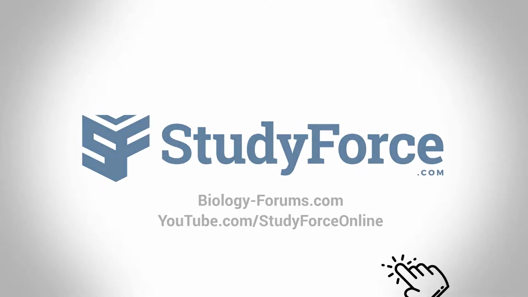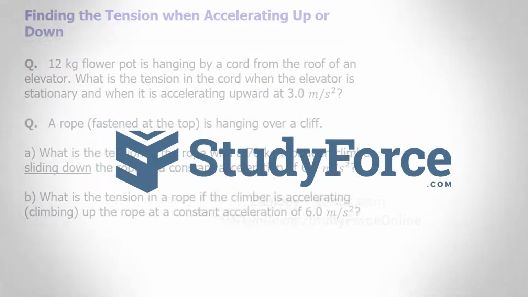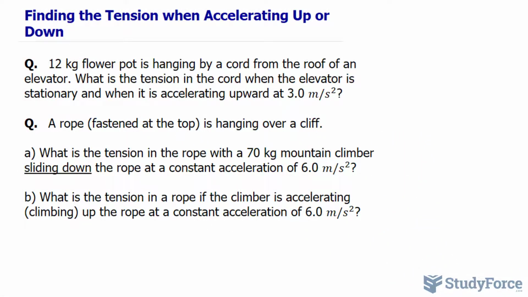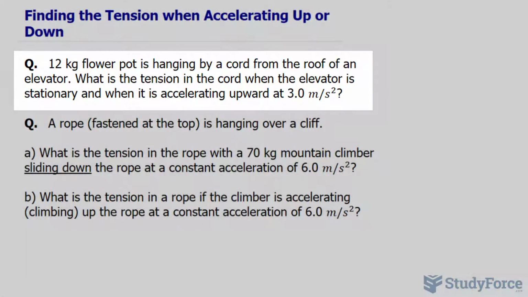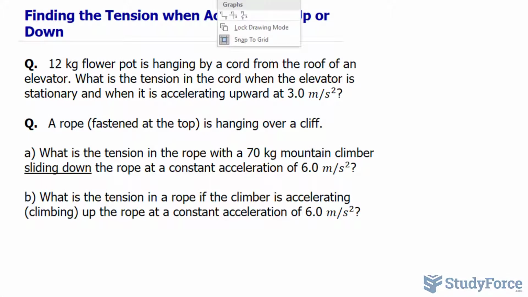In this lesson, we'll discuss the effect of acceleration on tension of a cord. With that being said, the first of two questions reads: a 12 kilogram flower pot is hanging by a cord from the roof of an elevator. What is the tension in the cord when the elevator is stationary and when it's accelerating upwards at 3.0 meters per second squared? Okay, let's begin with an illustration.